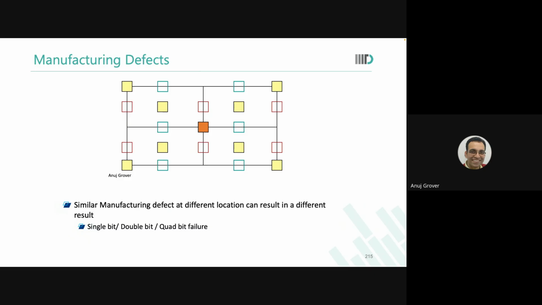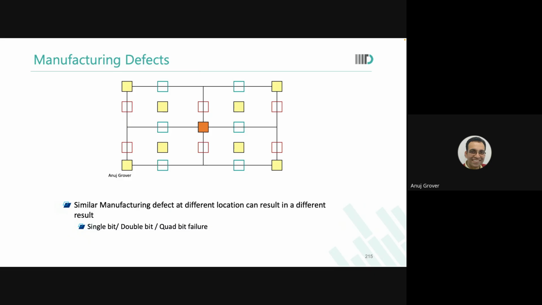That you did not leave sufficient margin in your SNM or write margin or somewhere else in the system, because of which that single bit failure is happening. But for dual bit and quad bit failures, they are clearly a process related fail. That is a clear thing. Are you with me? Is this part clear?